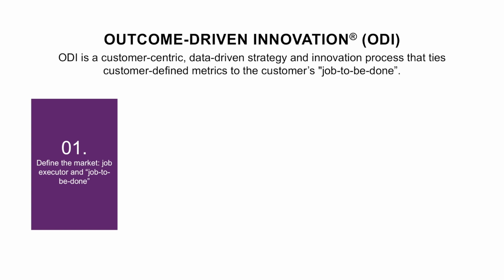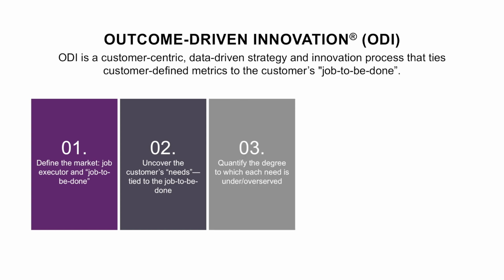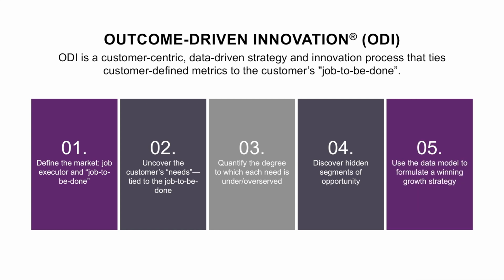What we do first is we identify the job executor and the job that that executor is trying to get done. Next, we uncover the metrics that those people are using to measure success when getting the job done. Third, we quantify the importance and satisfaction of each of those inputs so we can determine where the market is over and underserved. Next, we use the same inputs to see if there are segments of customers with different unmet needs. And lastly, we use this model to formulate a winning growth strategy.